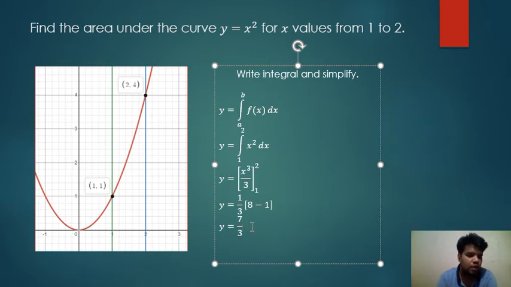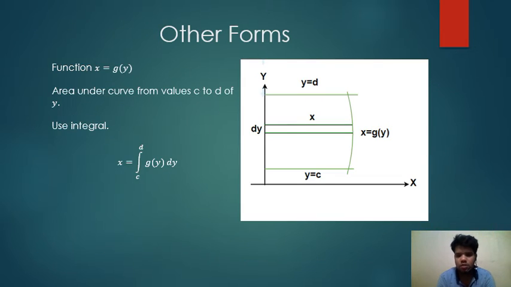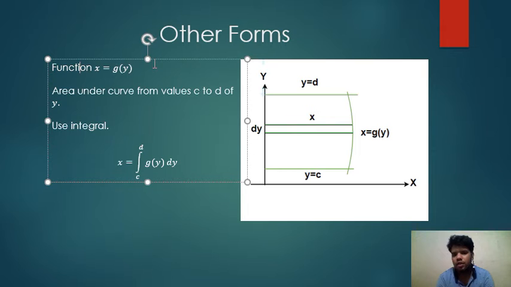Okay, now let's look at the other forms which fall under this category of application. That is, suppose you have a function which is given as x equal to g(y). That means there is a function which is given in a form where it is in terms of y basically. So it can be like x equal to root y.